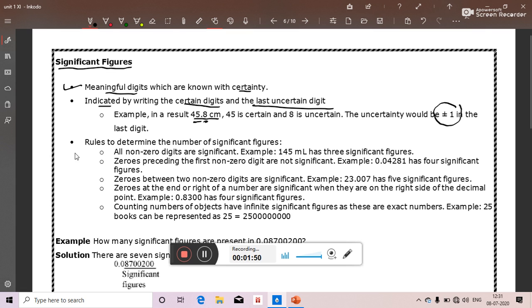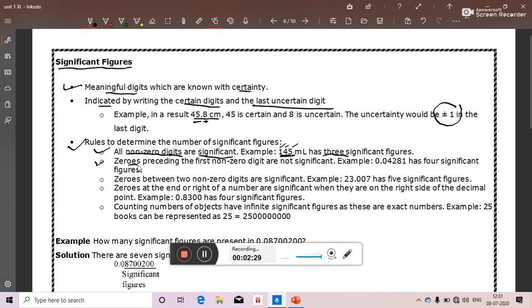Now let us see the rules for determining the number of significant figures. First rule is all non-zero digits are significant. Example, 145 ml. All the three digits are non-zero, so all three are significant. So here we are having three significant figures. All non-zero digits are significant, so we have to count them.